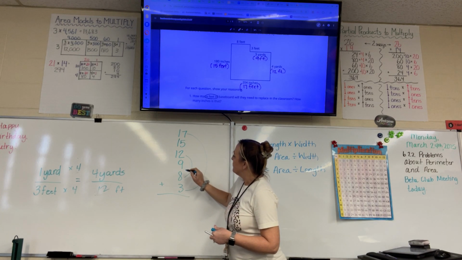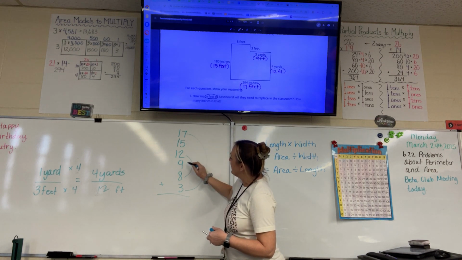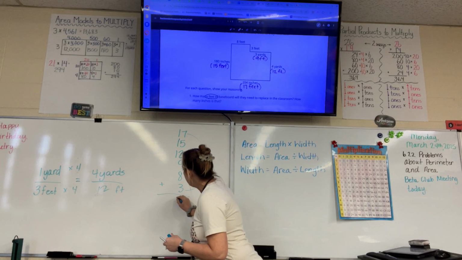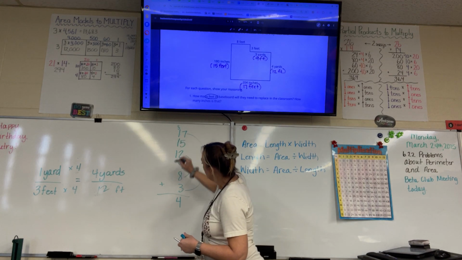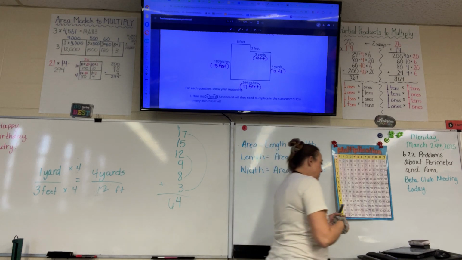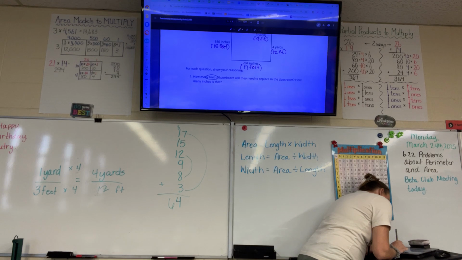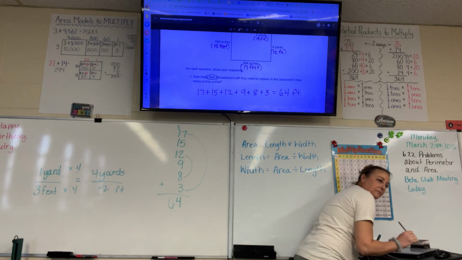It's a hex. So 20 plus 5 is 25, plus 9 more would equal what? 34. So we put down the 4, carry the 3. 3 plus 1 plus 1 plus 1. So the perimeter of this figure is 17 plus 15 plus 12 plus 9 plus 8 plus 3 equals 64 feet. Are you getting this written down? Yes.